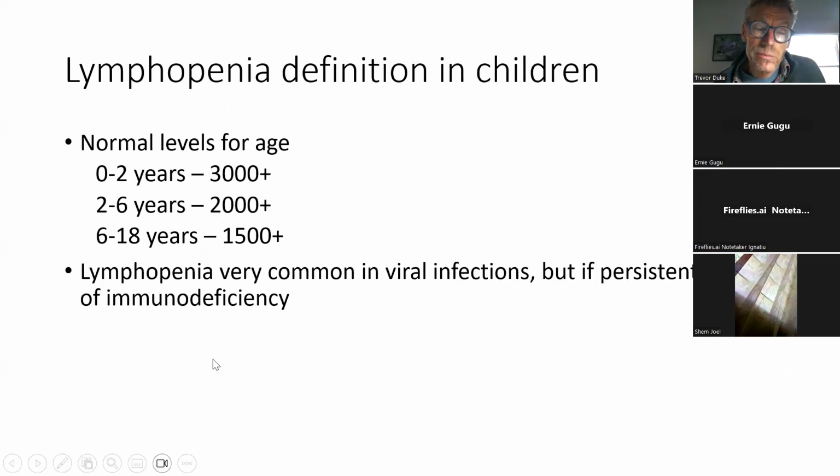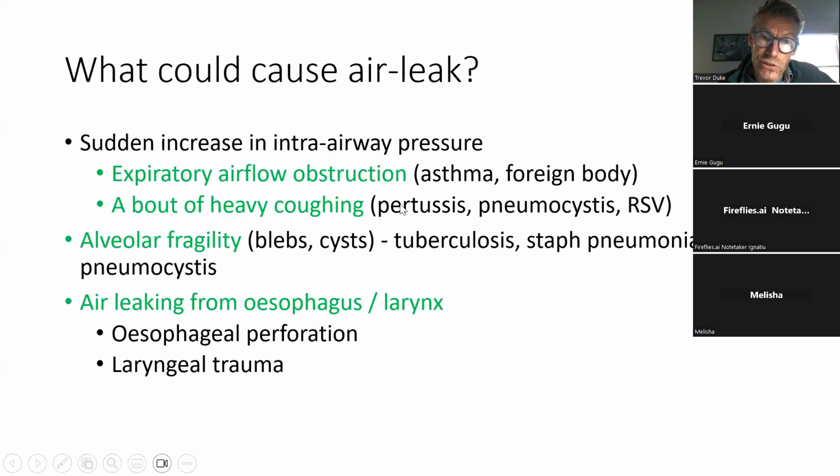So just to be clear, the normal level of lymphocyte count for age up to 2 years is 3,000, or 3 in this circumstance. From 2 to 6 years, it's a bit less, 2,000, and 6 to 18 years, 1,500. Lymphopenia is very common in viral infections, but if it's persistent, we should think, could there be an immunodeficiency? So, for example, could the baby have HIV or some congenital immunodeficiency? And what could cause this air leak? That's the second question to be asked about this patient.